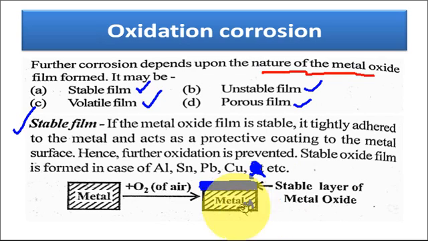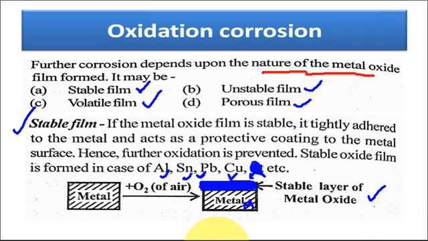In this case, metal gets protected and further corrosion does not take place. Such a type of layer is formed generally in the case of aluminium, tin, lead, and copper metal. So the first time, attack of oxygen takes place, and after formation of the stable oxide layer, no further corrosion takes place.